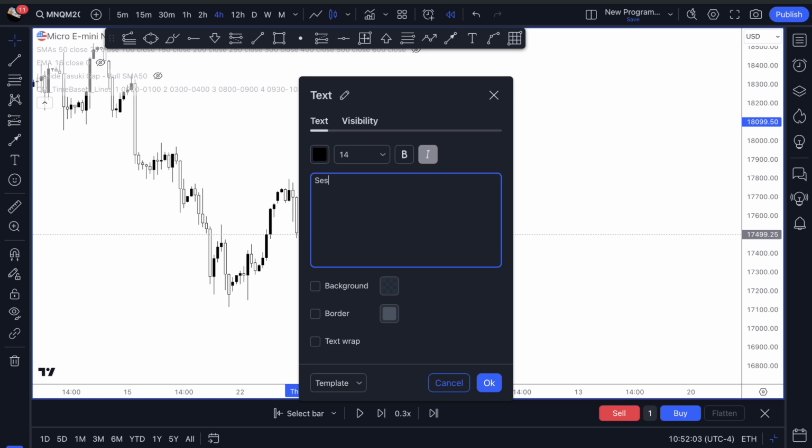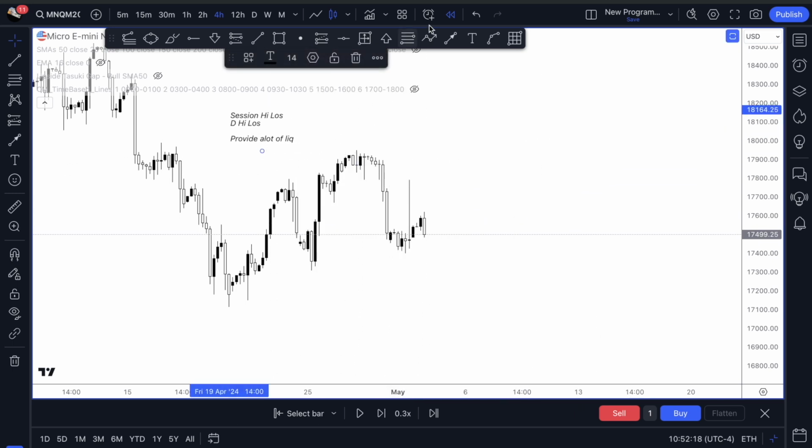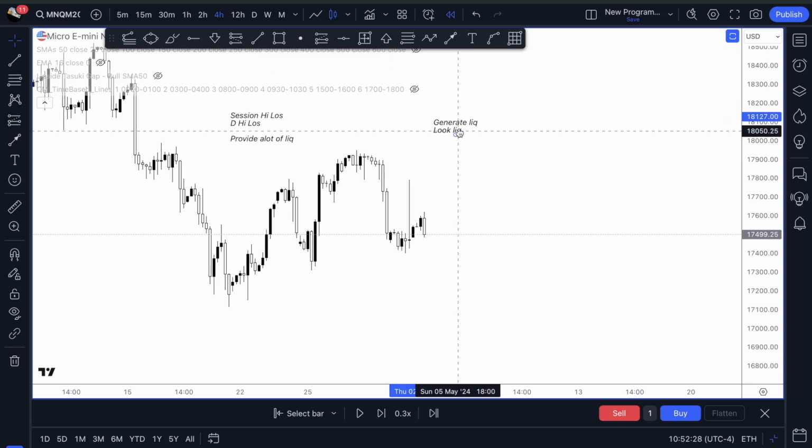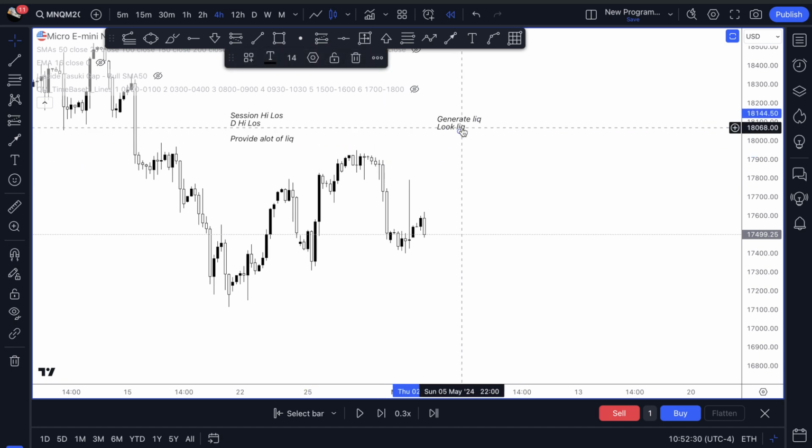Some of the things that I used to not do and now I do is mark off key areas, like session highs and lows, daily highs and lows, because these provide a lot of liquidity. And in the market, the models that I take are the trade models where price is either going to look to generate liquidity or look for liquidity. And I'm going to show you guys what that means exactly.